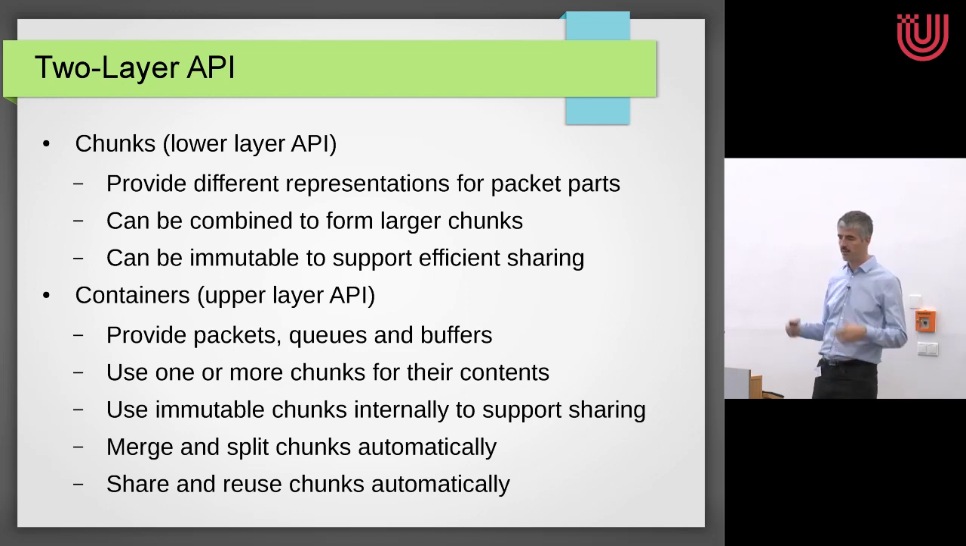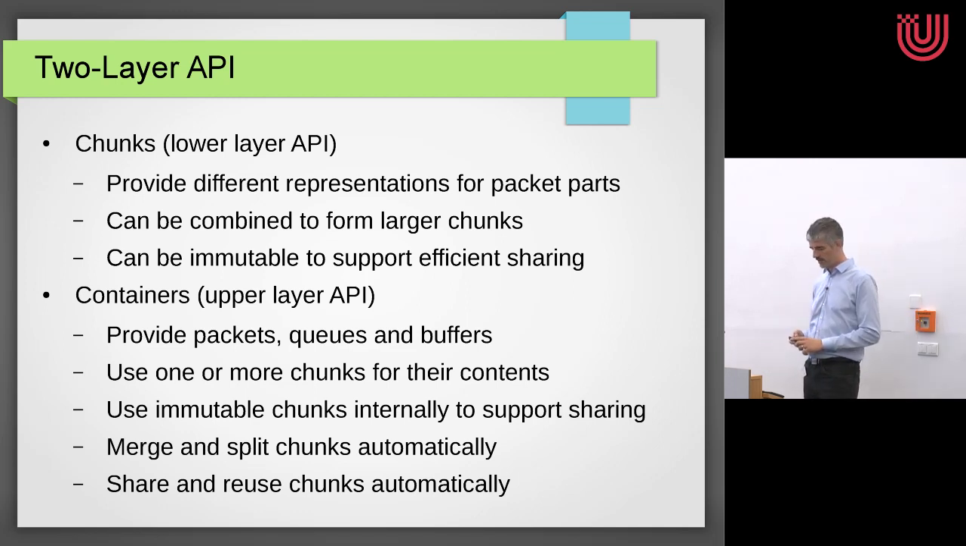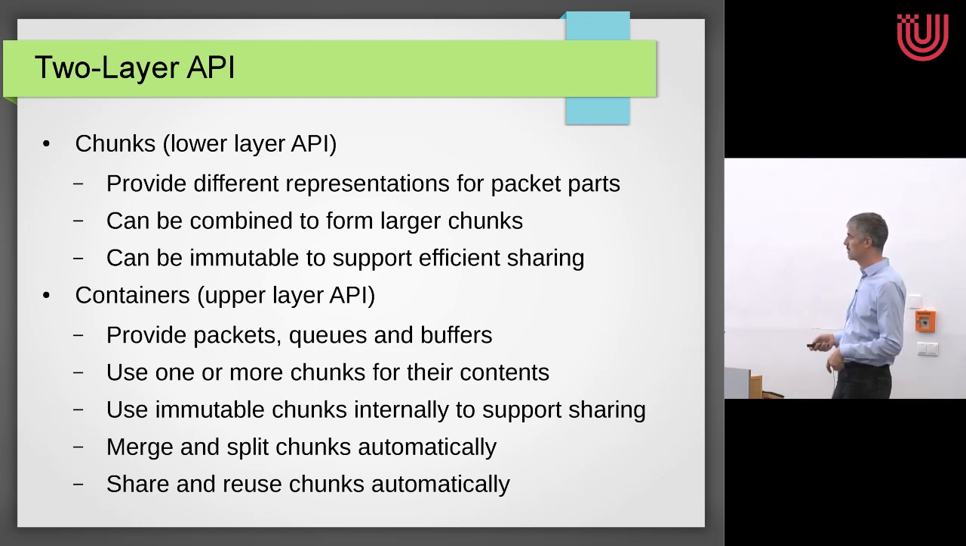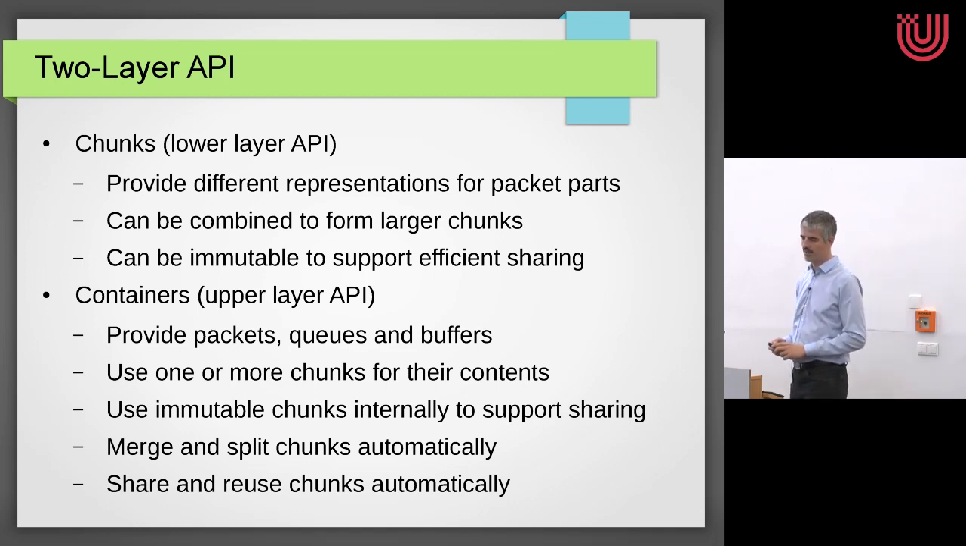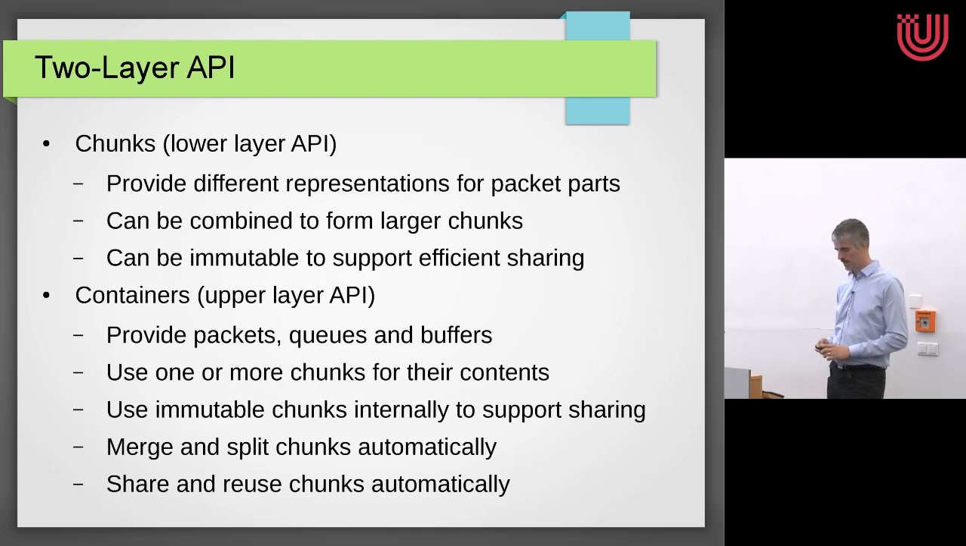And then the higher layer API on top of that is the containers API, which is supposed to provide us packets, queues, and buffers, and use chunks for their services. And they should always try to find the efficient representation using the chunks. They should merge and split and share and reuse chunks on demand as they see fit. So basically, the protocols would most of the time deal with the containers API, and rarely and in very small places the chunks API directly.